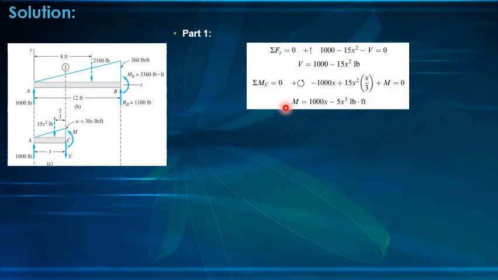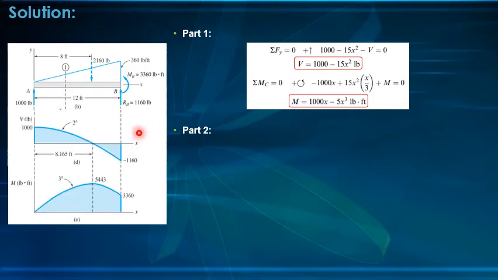And that will give us an equation that is 1000x minus 5x cubed pound-feet. That will be the expressions derived for the shear force and bending moment for the segment of the beam. Next is part 2. Sabi dun sa part 2, we have to draw the shear force and the bending moment.